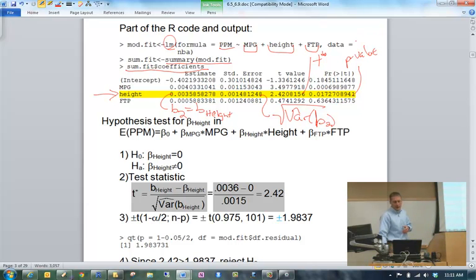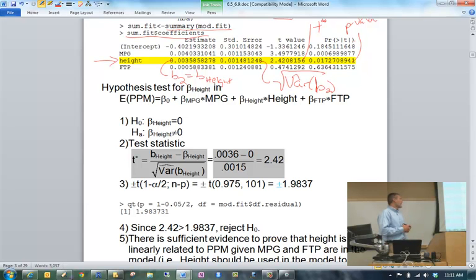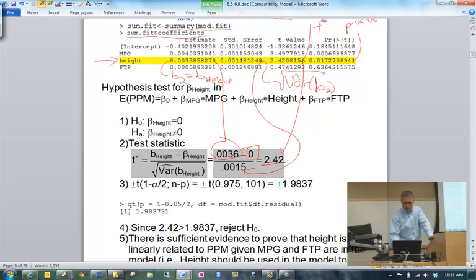So let's go ahead and do the test then. State my hypotheses: beta for height is equal to 0 or not equal to 0. Find my test statistic. So again, all I did was, here's my 0.036. Here's what goes in the denominator, 0.0015. I hypothesize it to be 0, and I get 2.42.